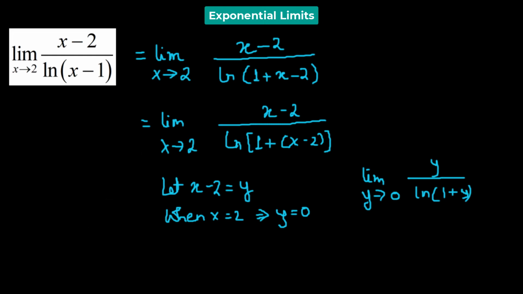Now we can divide both numerator and the denominator by y. So we'll have 1 in the numerator, and in the denominator we have log of 1 plus y divided by y, which as per the definition of limits is going to be 1. So we have 1 over 1. So the given function has a limiting value of 1 when x approaches 2. Let's go to the next question.